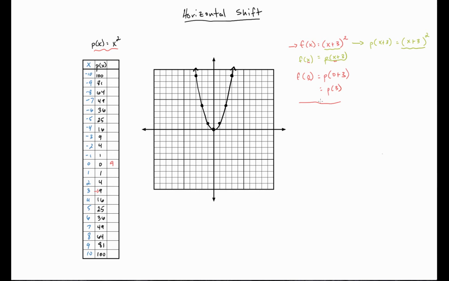Now I'm going to do the same thing for a few other values. So I'll do that for f of 1, for example, is going to equal P of 1 plus 3, which is equal to P of 4. So if I want my output for f, when I have an input of 1, so this spot right here, I'm going to go down to P of 4, and that outputs 16. So I'm going to put the 16 here. And if I continued this, what we're going to see is a nice little pattern.